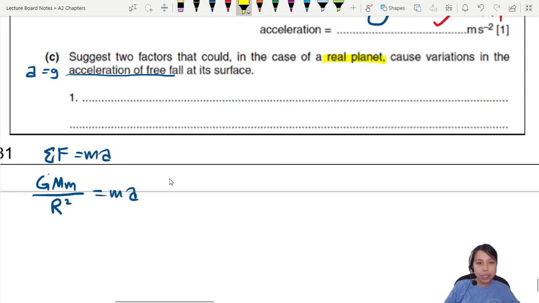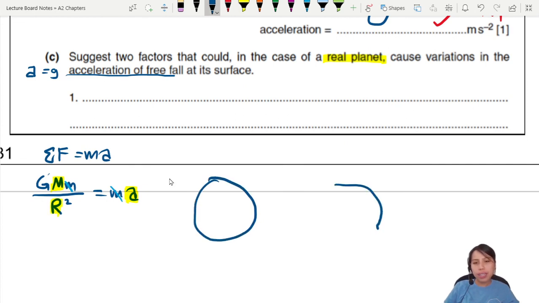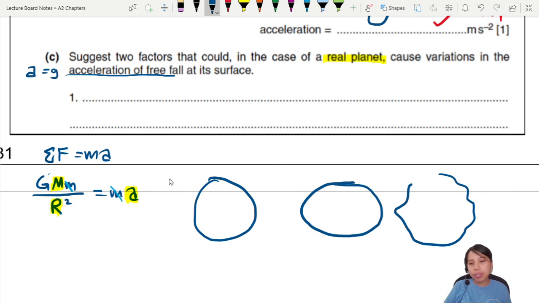So your acceleration here is affected by the mass of the planet. Your own mass doesn't really matter because this cancels out. Let's just rewrite the whole thing. So you are affected by the mass of the planet itself or the radius of the planet. You assumed it was a perfect sphere. What if it's slightly stretched like an egg? What if it's bumpy and there's suddenly Mount Everest up here and there's a valley? Then your acceleration is not going to be 9.81 or whatever that is anymore. It's going to be different.